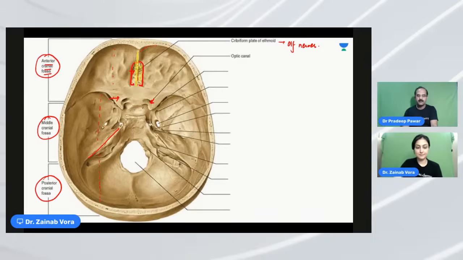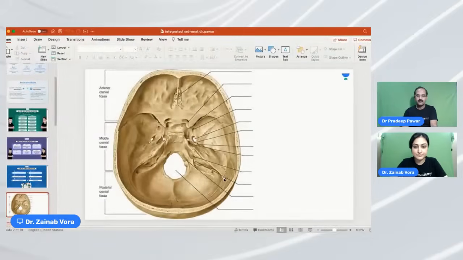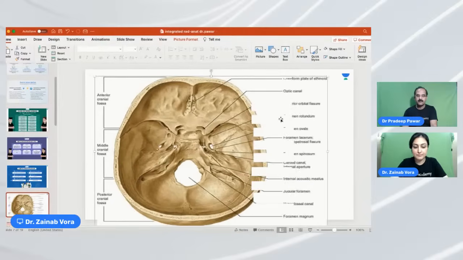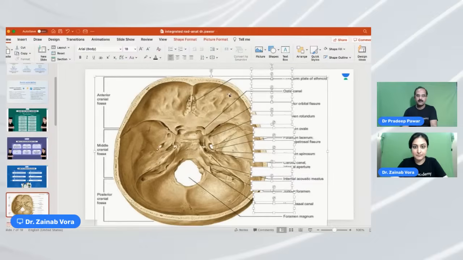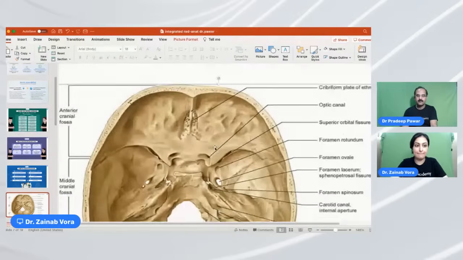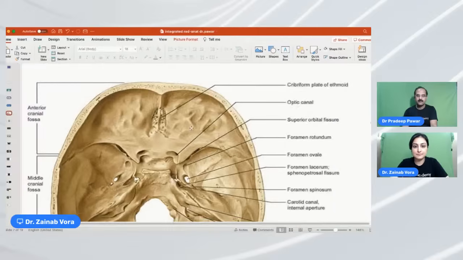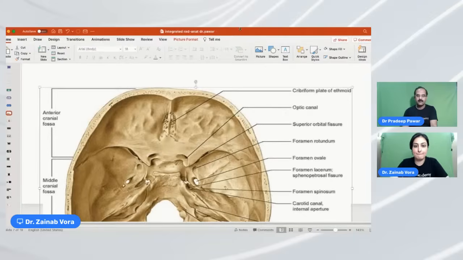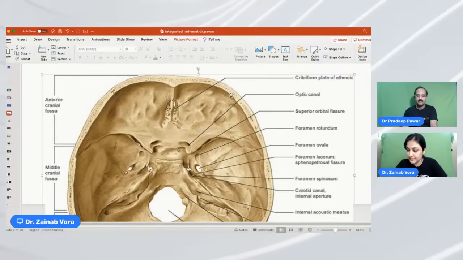Yes, students, what passes through the optic canal? Can this be zoomed, Dr. Zainab? Can we zoom this? Yes, sir, I'll have to exit the slideshow for that. Let us zoom it because students will not be able to see. Okay, fine, just one moment. Is it better now? Yeah, this is nice. So, students, what we are discussing is the frontal crest. Just mark that, Dr. Zainab. Yeah, frontal crest.